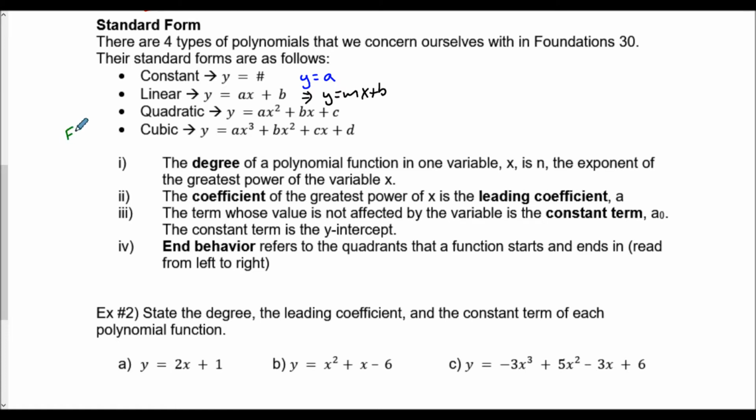Now, Foundations 30, we go one step further. In pre-calc 30, we actually go 3 steps further. So a cubic just has an ax to the power 3, add bx to the power 2, add cx plus d. Now, of course, you don't need all of these, but the key aspect in order for it to be a cubic is that you need to have an x cubed. Just the same as the key aspect for it being quadratic, it has to have an x squared. Linear has to have an x, and a constant has to have a number.